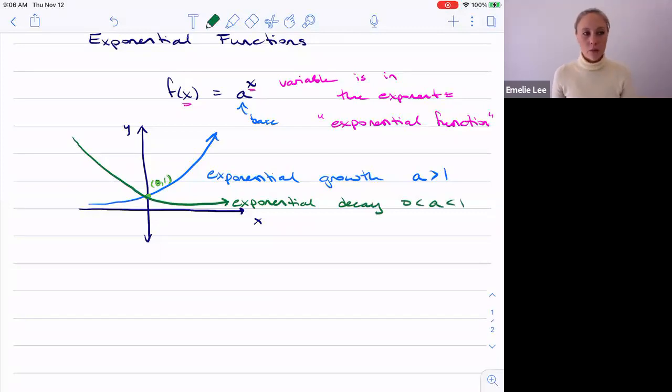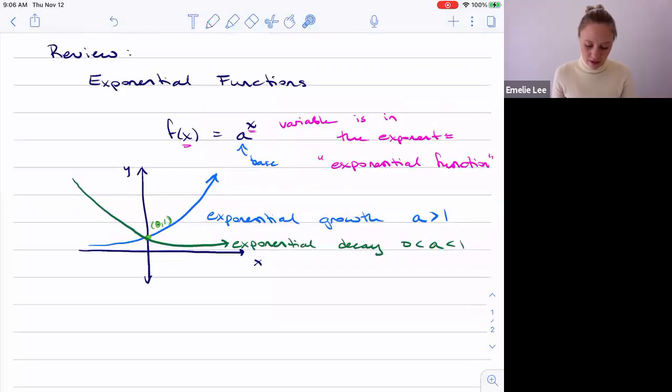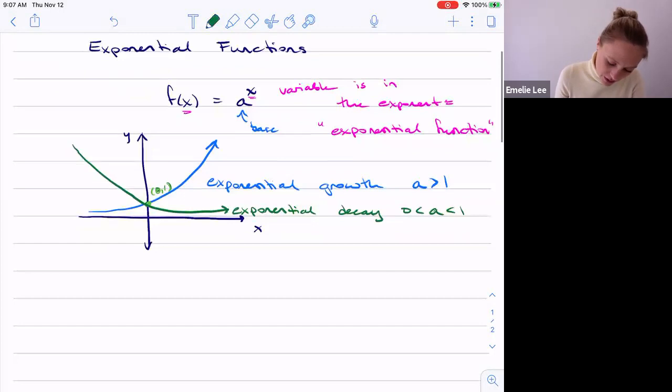if a is between 0 and 1, right? So we already established last day that we're not going to let this base be less than 0. It just complicates things. And if it's between 0 and 1, so up until 1, some sort of fraction, then you've got this decay going on, whereas if it's greater than 1, then you've got this growth.